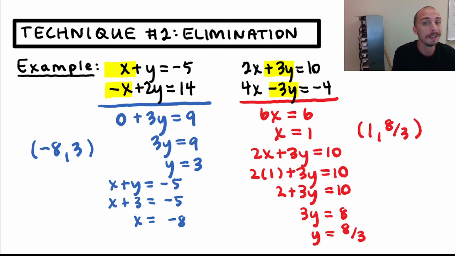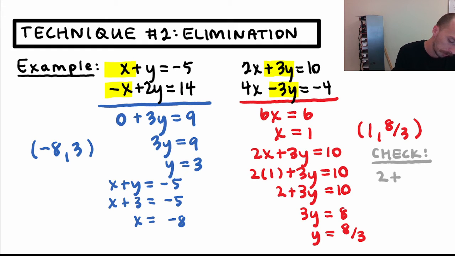And if you were doubting yourself because you didn't get a whole number there, we could go off to the side and we could check. I'm going to actually show you me doing that, writing it out this time. So 2x is going to be 2 plus 3y. Well, 3 times y is going to equal 8 because y is 8 divided by 3. So that's equal to 10. And then 4x is 4 minus 3y. Well, 3y again is going to equal 8. And 4 minus 8 is equal to negative 4, so I'm happy. Both of these equations are satisfied by the point where x is 1 and y is 8 divided by 3.